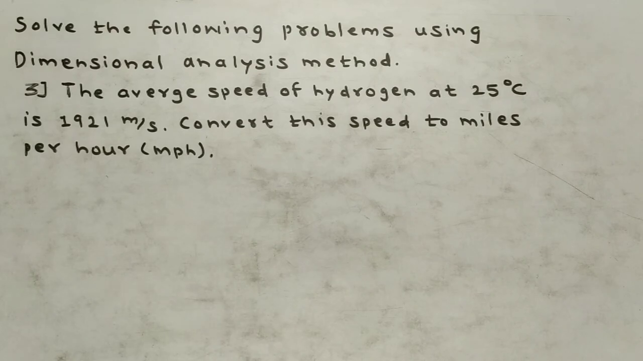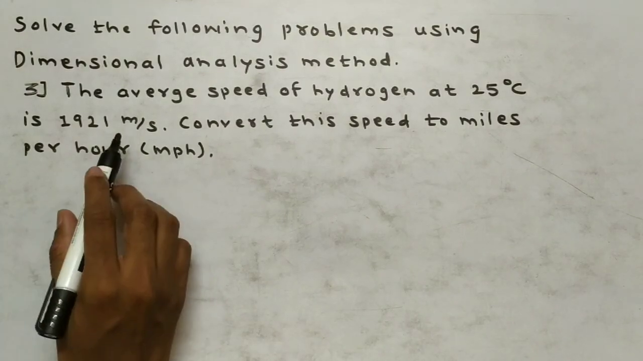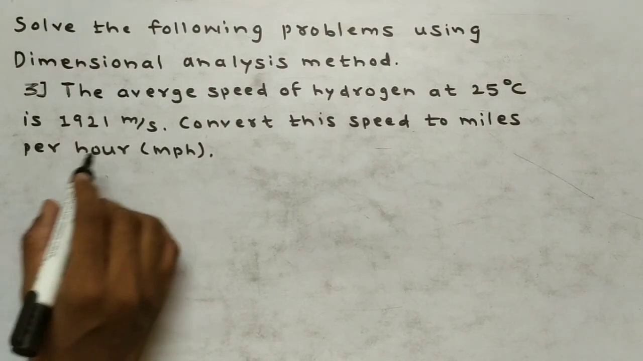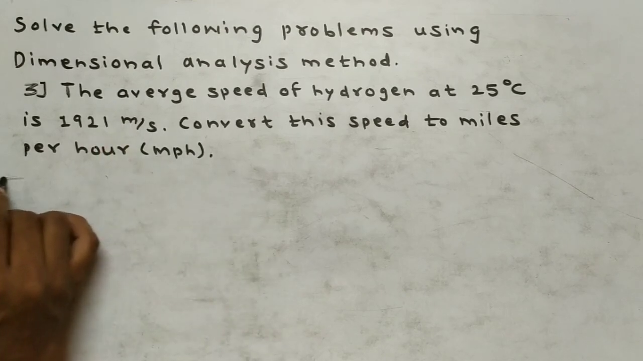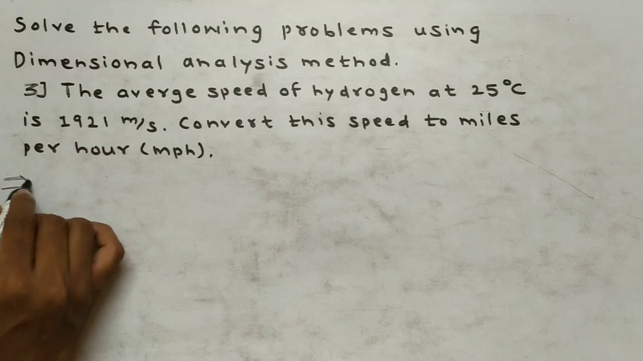Now the third one, the average speed of hydrogen at 25 degrees Celsius is 1921 meters per second. Convert this speed to miles per hour. Now here if you see, there are 2 units, meters and seconds, and we have to convert these meters to miles and these seconds to hours. Now we'll just write down the conversion factors that we need.